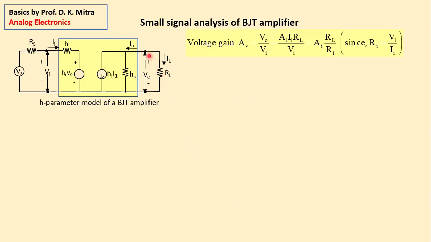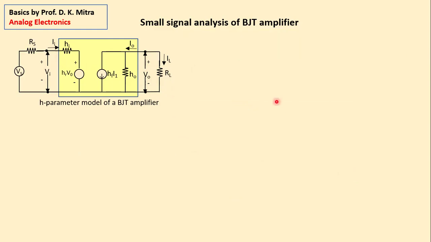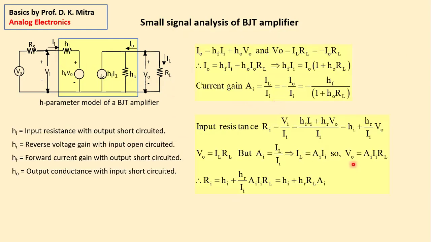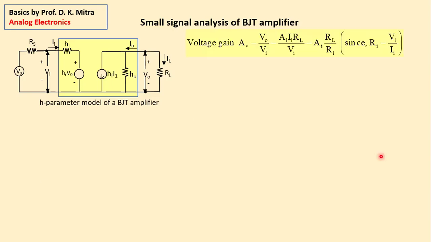Voltage gain is this VO divided by this VI. Now, VO is equal to AI II RL, which we have got already earlier. So VO is replaced by AI II RL, and also RI is equal to VI by II. That also you have got.